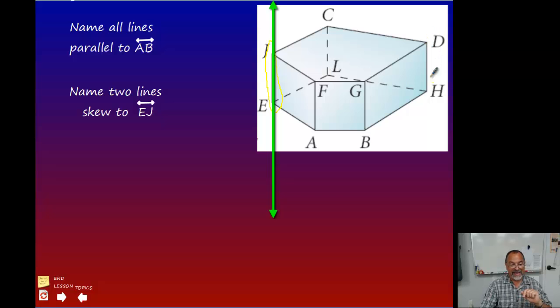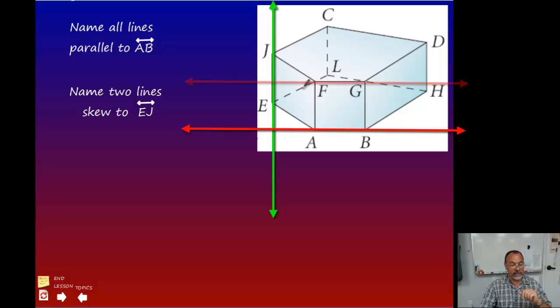So I couldn't use DH either, because this is one of those tricky ones where actually DH is going the same direction as JE. I could actually connect these with lines here, and that makes this plane that kind of goes through the middle. So those would be parallel, not skew. So again, I'm looking for lines that are going a different direction to EJ. What about AB? EJ is going up and down, AB is going horizontal. They're not in the same plane, so that would be a possibility.